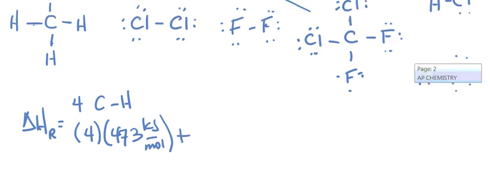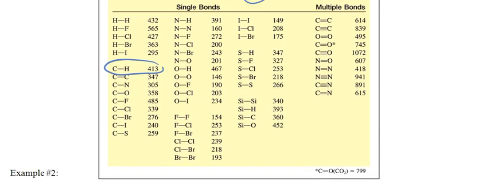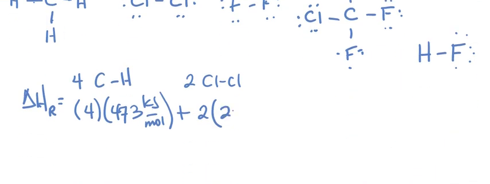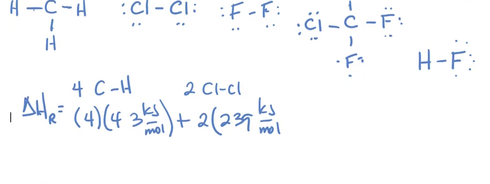Then I'm going to add that to, well, I have 2 chlorines, so that means I have 2 Cl-Cl bonds that I need to break. So we need to find what the chlorine to chlorine is. And where are you? Man, my students were finding these really quickly today. There it is. So 239, and that's kilojoules per mole. And I just noticed something here. That value is not 473. I think it's 413. Let me double check that. Yeah, 413. So let's stick a 1 in there.